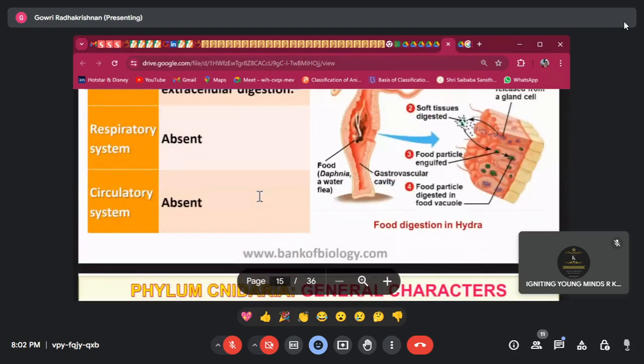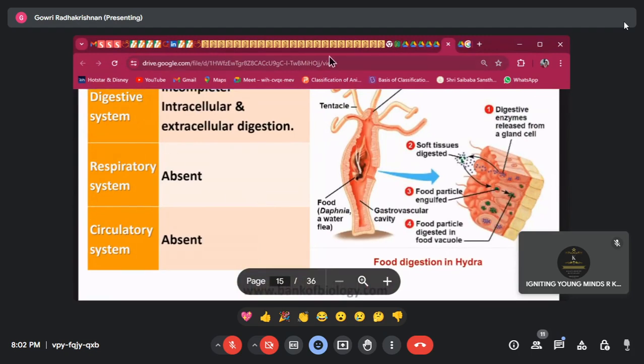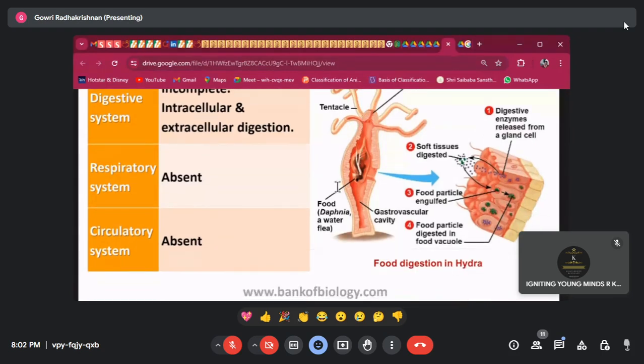Now, if you see a hydra, you can see the tentacles and a mouth here, and then some food is there. The soft tissue is digested. The digestive enzyme is released from the gland cells and the food is digested. The food particle is engulfed in the cells, then digested in the food vacuole.